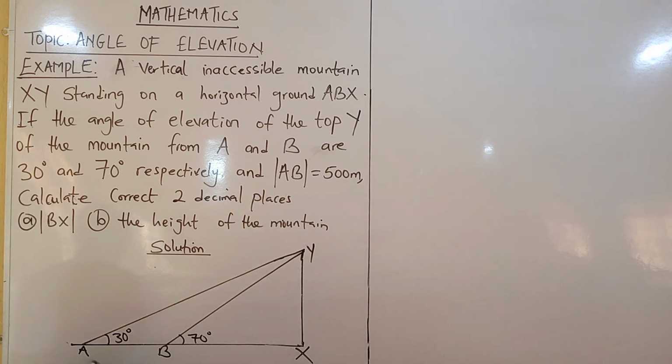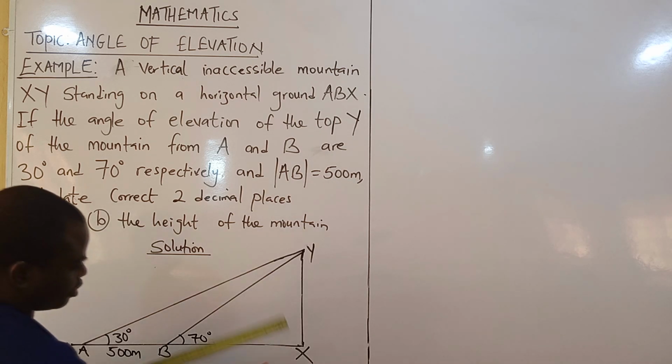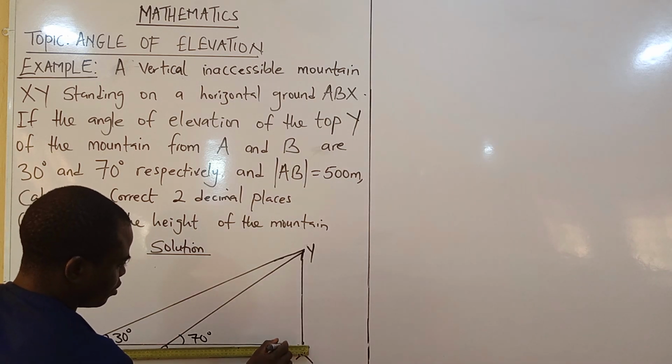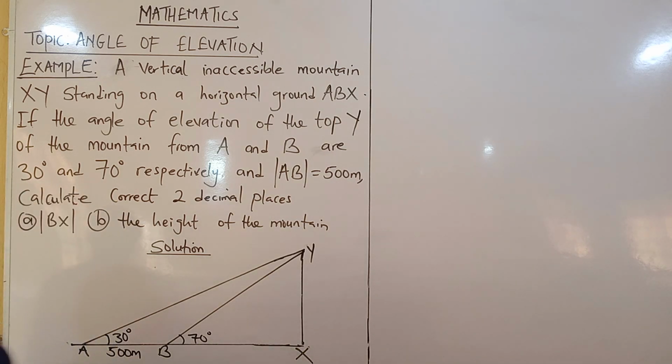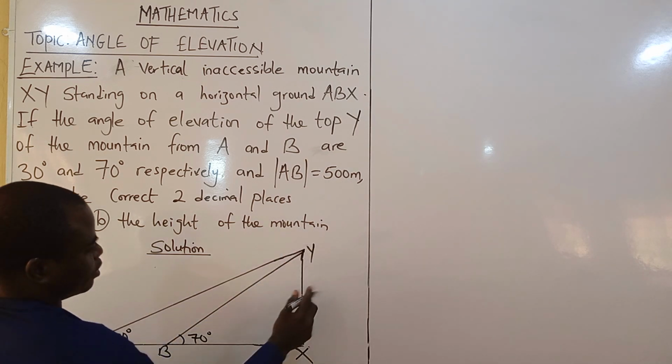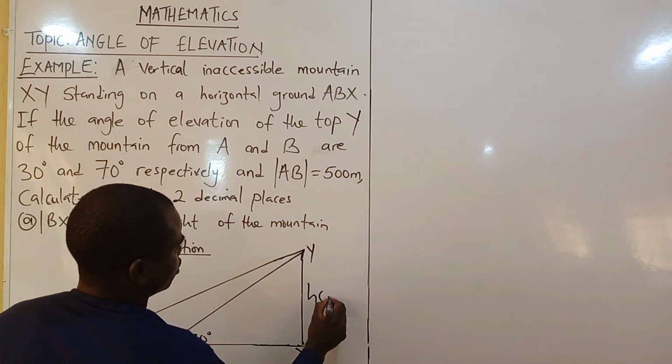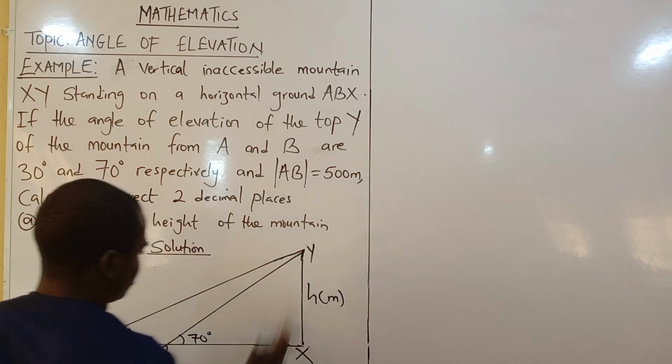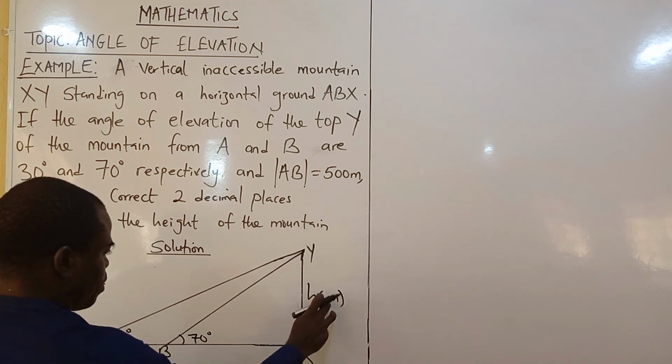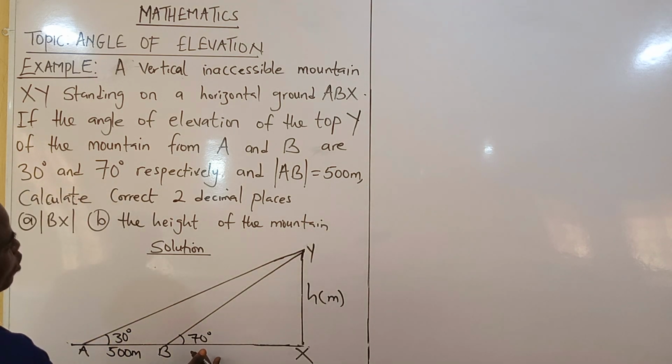And line AB is 500 meters. Calculate correct to 2 decimal places line BX, this line BX, and also the height. Let's take the height to be H in meters because AB is in meters. Now this is what we are looking for, also line BX.